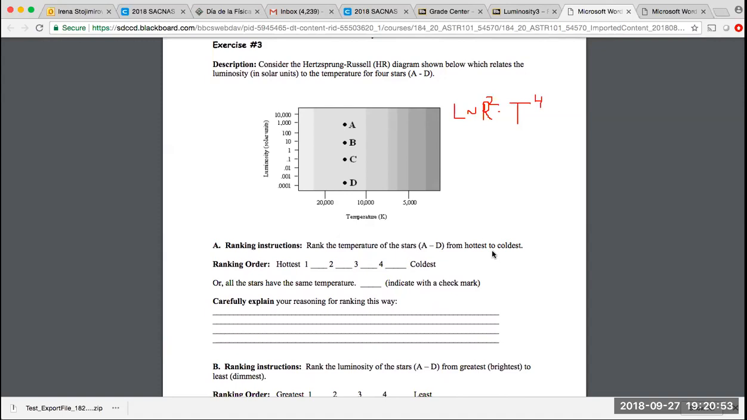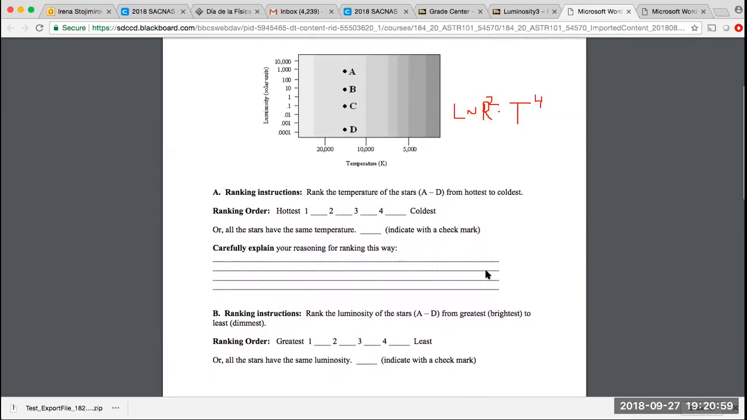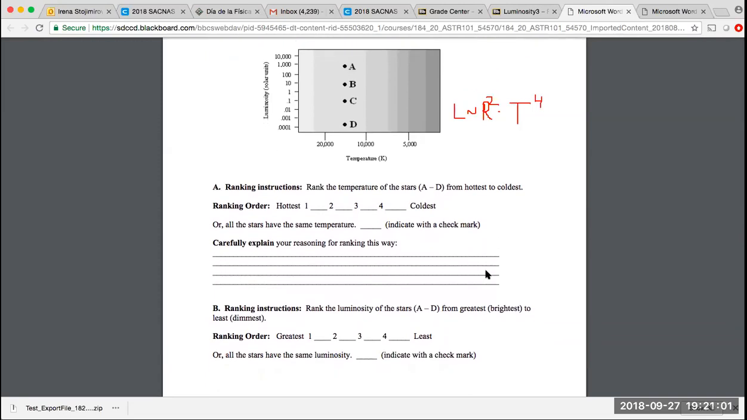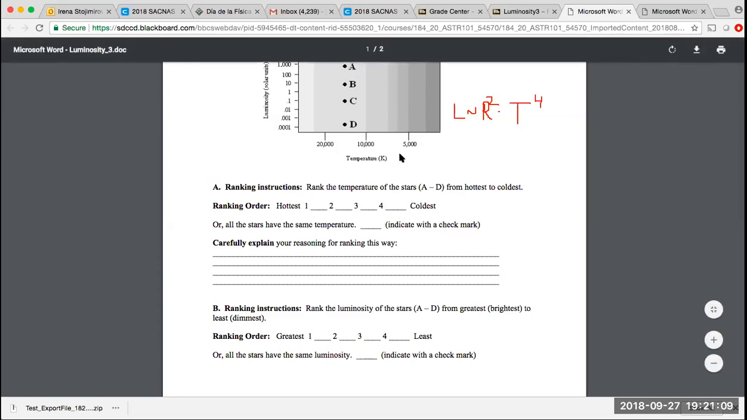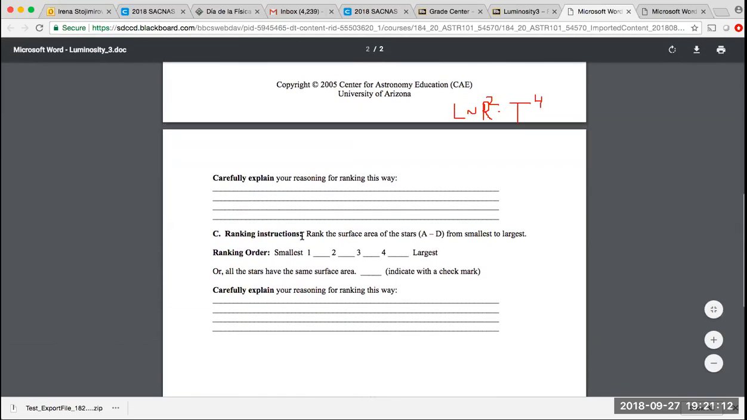So it'd be all stars are the same temperature. Okay, yes, all have the same temperature. How about luminosities? A, B, C, D. Very good. A has the greatest luminosity, as you can see. Okay, and then the third question is rank their surface areas.